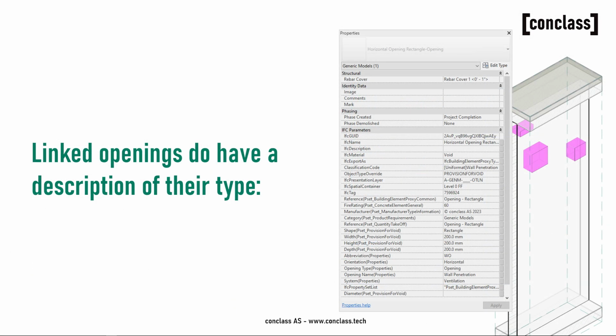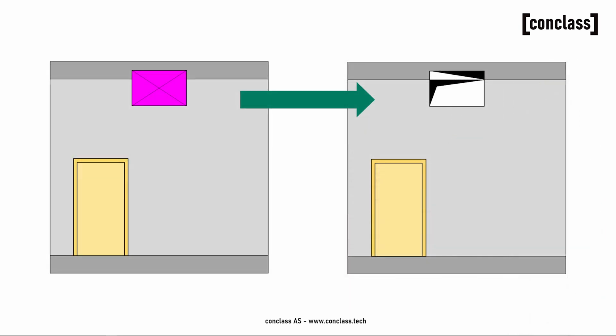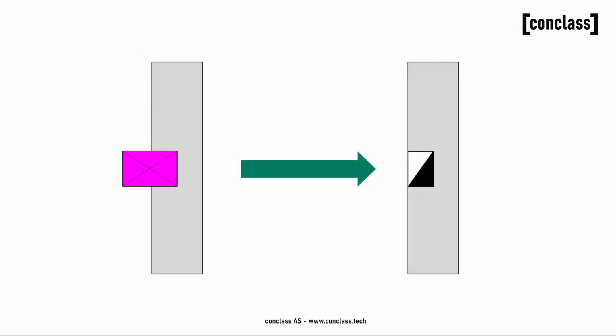Linked openings do have a description of their type. If you can group the openings by their type, you can avoid that ConVoid misunderstands model inaccuracies. Here are some common examples where ConVoid may adopt openings wrong. A wall opening intersects with a floor and creates an additional unwanted recess in the floor. A wall opening does not penetrate a wall completely, and ConVoid adopts it as a recess instead of a penetration.